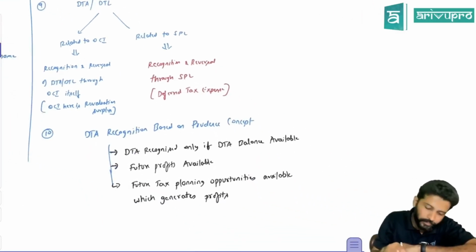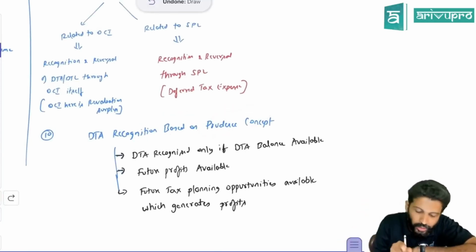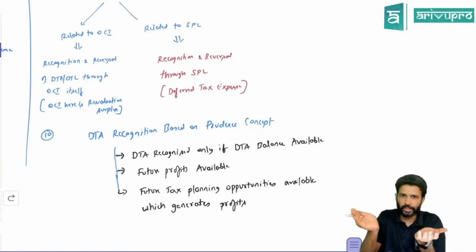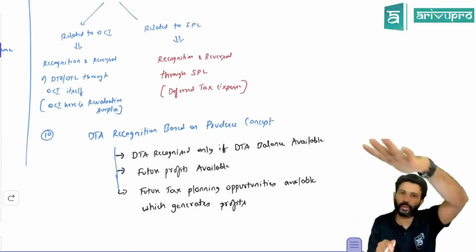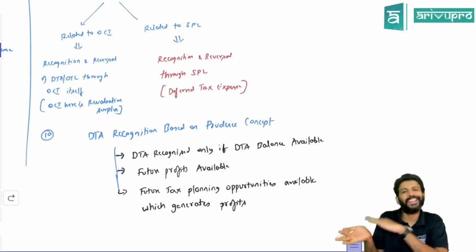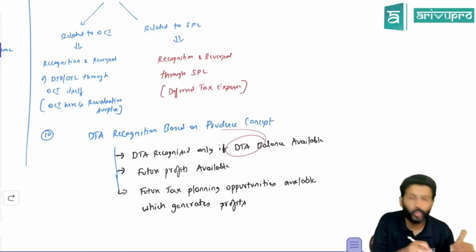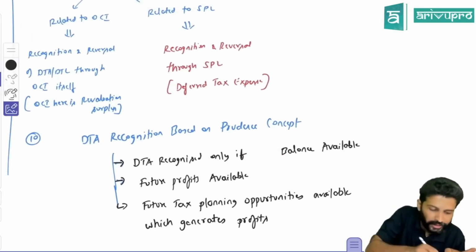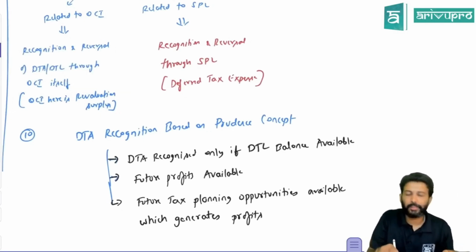That is one. Okay. Next, DTA recognition is based on prudence concepts. You'll recognize DTA only if you have enough balance of DTL, because you know that DTL can be set off in most circumstances. So DTA is recognized based on prudence and conservatism concept. Left, right, center, don't create it. Always check in the problems: if the company has a DTL balance already, then they can create DTA, because DTL and DTA they can set off. DTA is recognized only if DTL balance is available, so that you can set off.